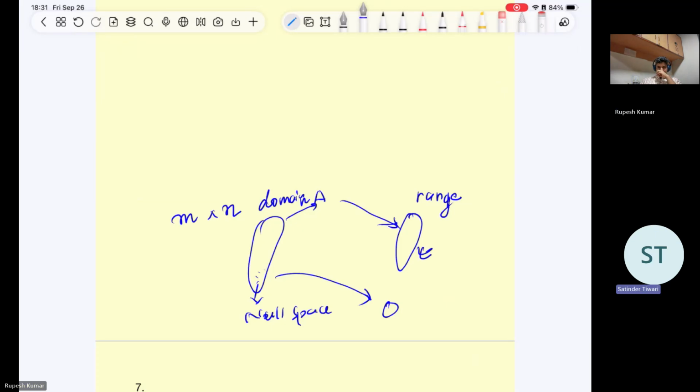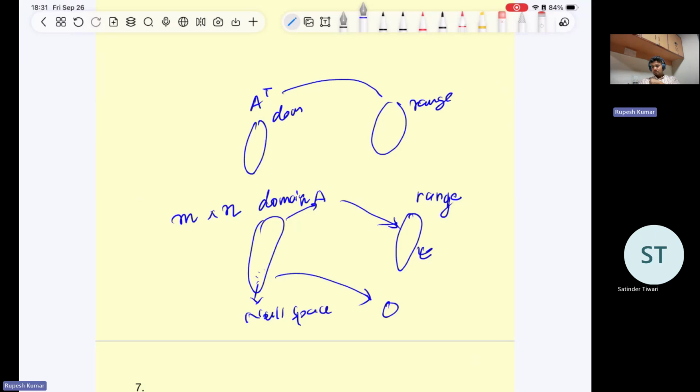And for the row space, you simply take the transpose of the matrix, and then again it will be in the domain for that. The row space will be in the range of A transpose. Now A and A transpose are completely different matrices. Within the range, maybe within the range only.